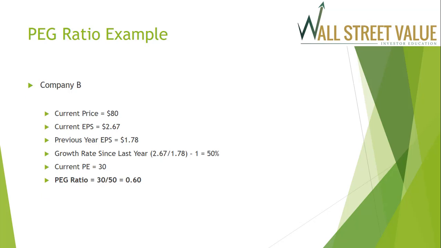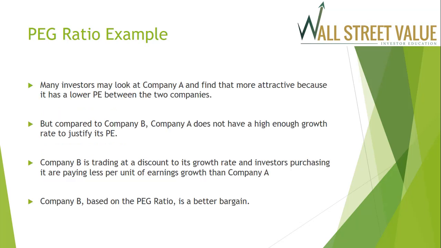Now if we look at Company B, they have a stock price of $80 a share. The current earnings are $2.67. The previous year's earnings were $1.78, so the year-over-year growth is 50%. The current PE is 30. Looking at that 30, some people might say that's a pretty high price to earnings for a company, and therefore it's probably overvalued. But the PEG ratio shows us that if it's at a 30, but earnings are growing at a faster pace than the PE, it could still potentially be an undervalued company. So here we have a PEG ratio that's well under 1.0.